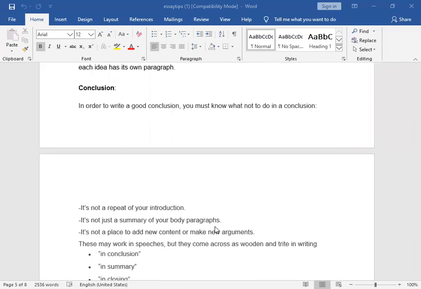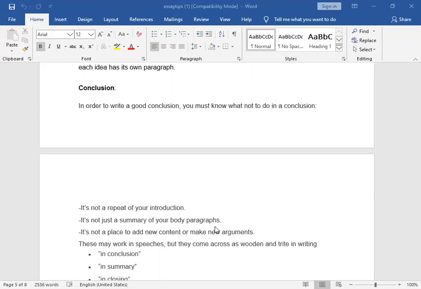Okay? It is not a summary of your body paragraphs. Don't use the conclusion of a composition as a summary. You are supposed to explain and narrate and state everything in the body of the composition, and this will be with the points you had put up earlier to guide you. Three, it is not a place to add new content or make new arguments.